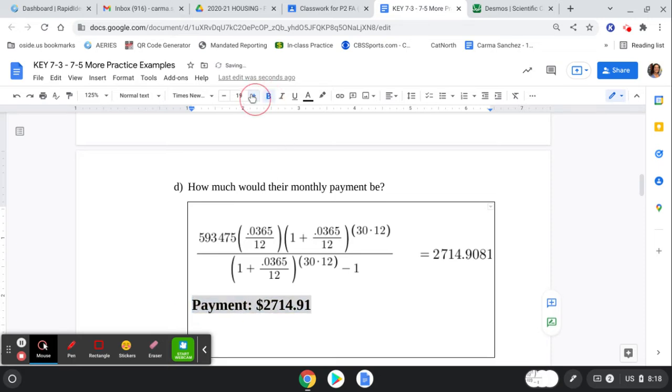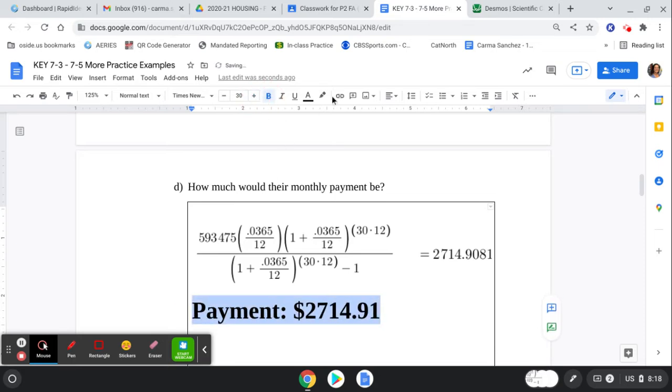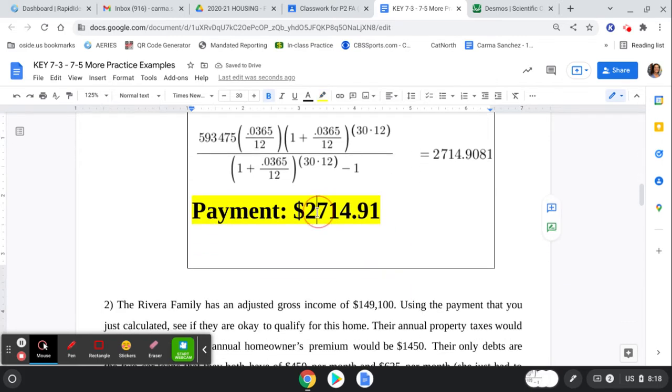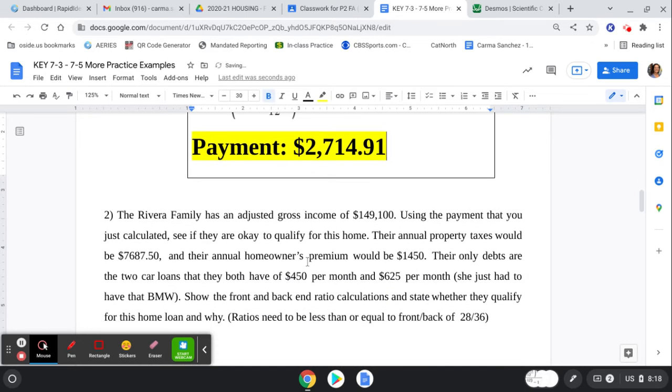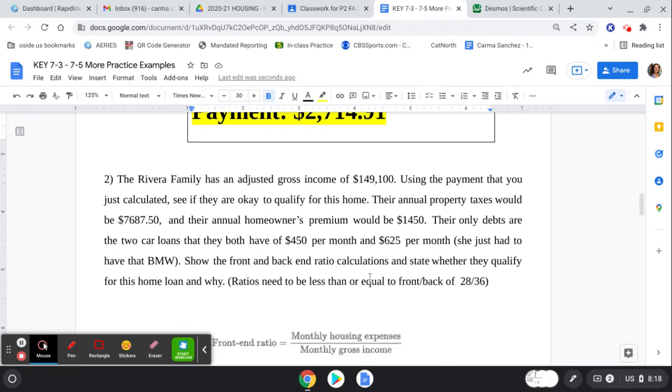How are you doing on that monthly payment formula? Are you pretty proficient at plugging in and getting the right answer? Are you good at converting the percent to a decimal, etc.? Okay, same family. Here continues the scenario. If the Rivera family has an adjusted gross income of $149,100, using the payment that you just calculated, are they okay to qualify for this home?